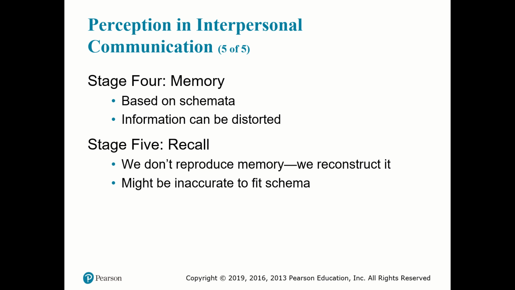Stage 5 is recall. Later on, when we're going back, trying to remember what happened, we don't reproduce memory. We can't tell things exactly the way they were. We reconstruct memories. We dig it out of storage inside of a box in our brain, and we put it back together. So, as I said a while ago, we may or may not remember things the right way because whenever it happened in reality, it may or may not have lived up to our expectations. And so we may rewrite that history when we recall.